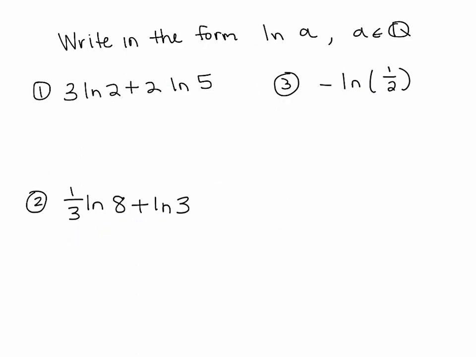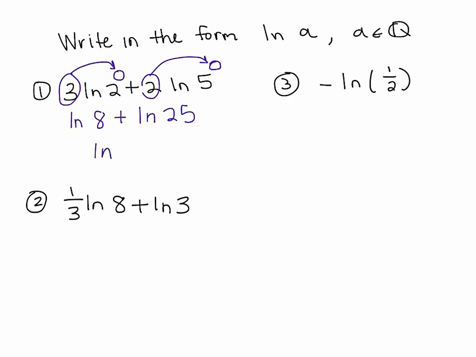Let's try a couple problems. If we have 3 ln of 2, that means this 3 goes in as an exponent. So we really have ln of 8, because it's 2 to the third power, plus 2 ln of 5, the 2 goes in as an exponent here, so it's ln of 5 times 5, 25. In that case, it's ln of 8 times 25. What's 8 times 25? It's 200. So ln of 200.